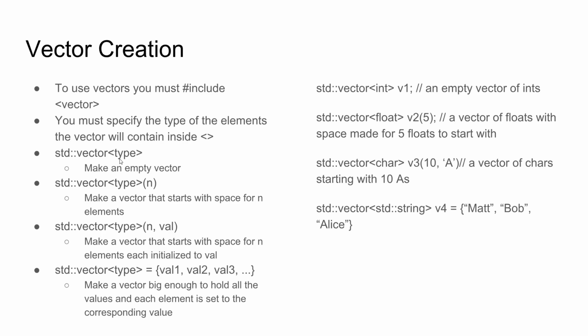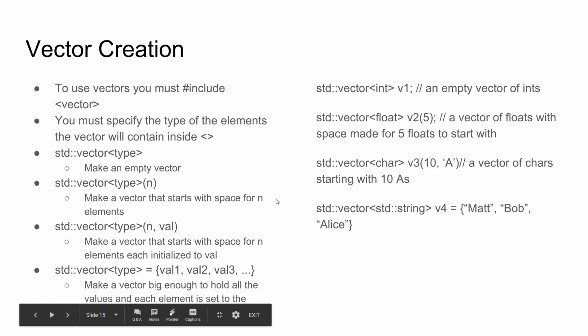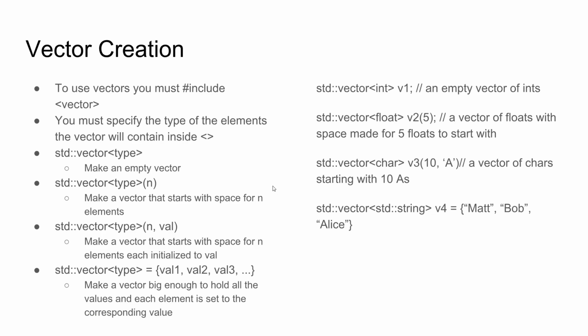So you can make an empty vector, a vector that starts with space for n elements. This is for efficiency reasons. So if you're going to have to put a lot of stuff in it, like 100 things, you could pre-allocate that space to be 100. So you have space there so that the vector doesn't have to keep resizing itself, which takes time. You can initialize it to be n things that each have some starting value. You can also make it equal to some values inside curly brackets. The first one will have value 1, the second one will have value 2, the third one will have value 3, and so on. And it'll also make enough space to fit everything.